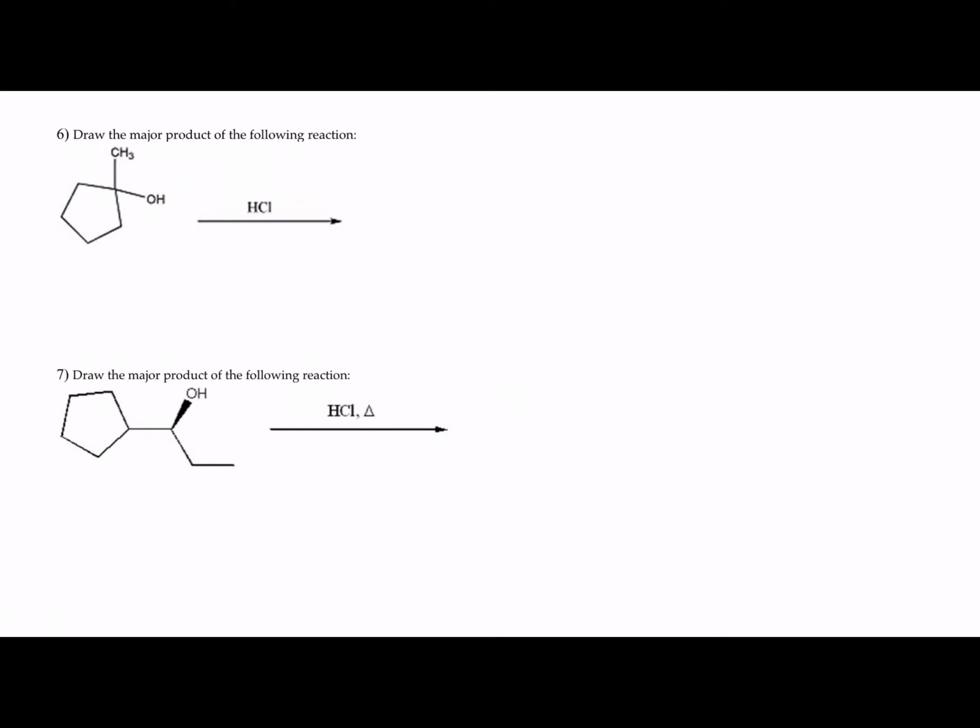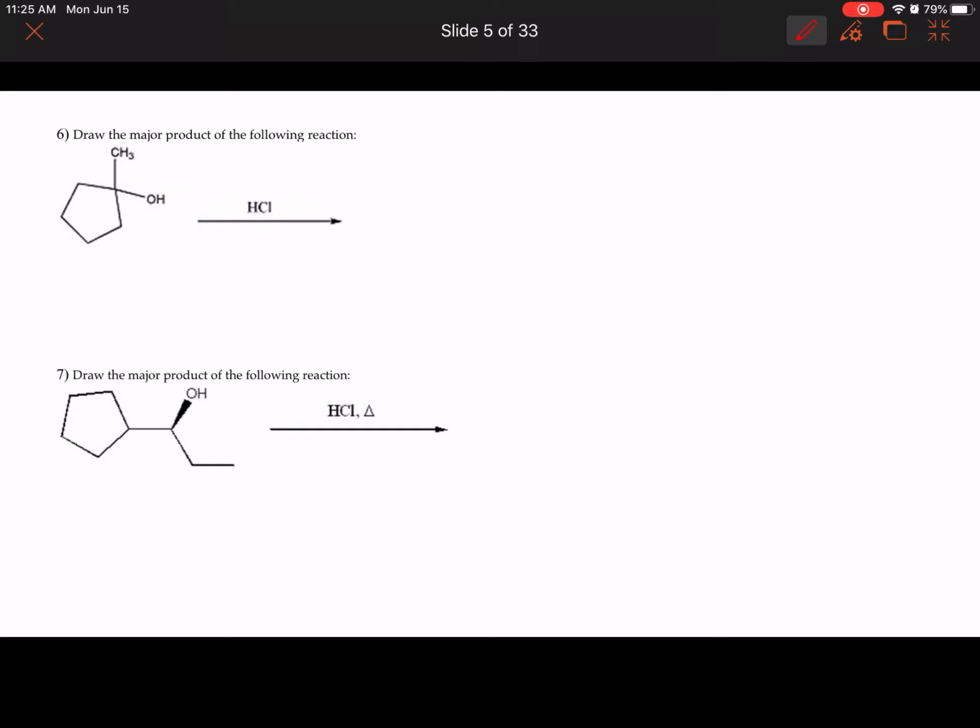Okay, so what about the major product of this reaction? Again, you're adding hydrochloric acid. Nothing much happening here because we are already going to create a tertiary carbocation. Okay, so the methyl group, again this will form a water molecule, it will fall off, we already have a tertiary carbocation, and then the chloride will go here and attach. Okay, number 7 again, draw the major product of the following reaction.